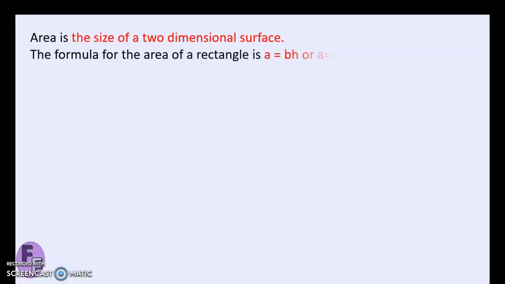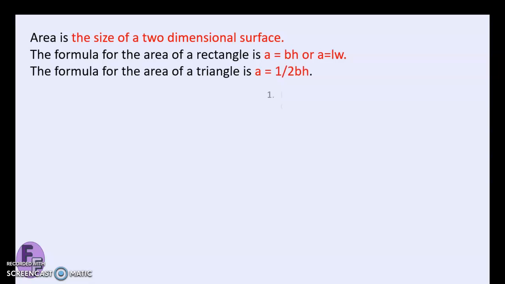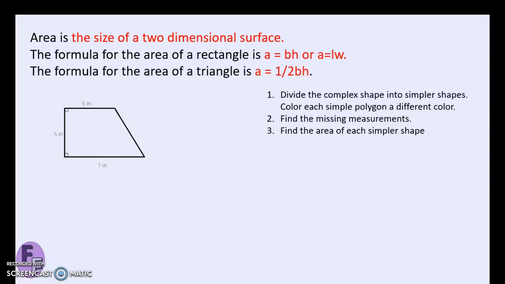The formula for area of a rectangle is area equals base times height, or sometimes you see it written as area equals length times width. They both mean the same thing for a rectangle. The formula for an area of a triangle is 1/2 times the base times the height.